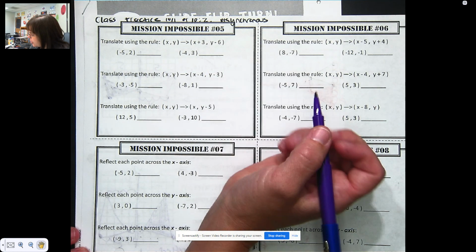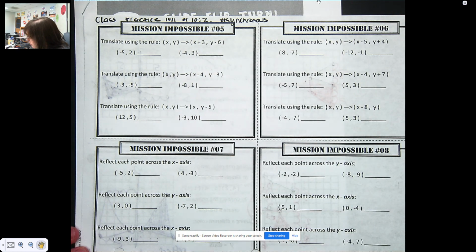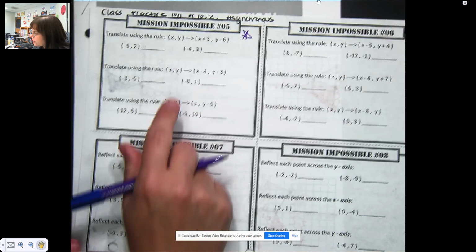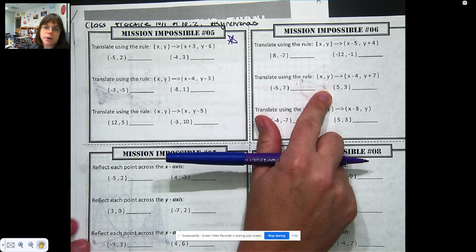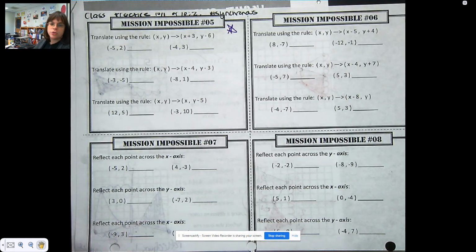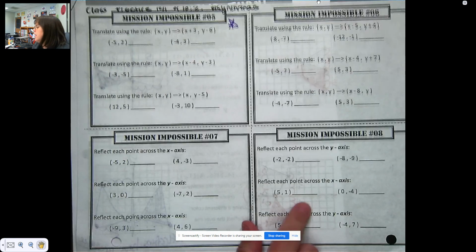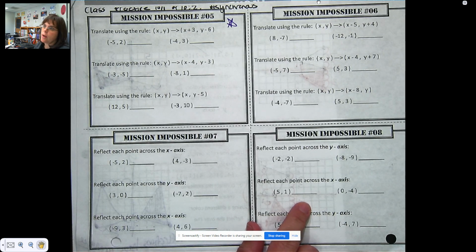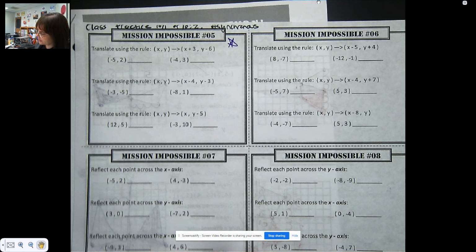I'm going to work Mission Impossible 5 for you and then give you a chance to try 6. You can pause the video. Then I'm going to go over the rules for Mission Impossible 7 and then give you time to work on Mission Impossible 8. Then we're going to work on the lesson together.